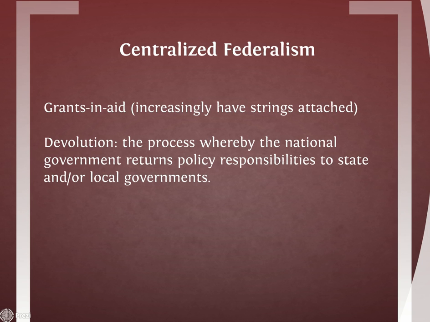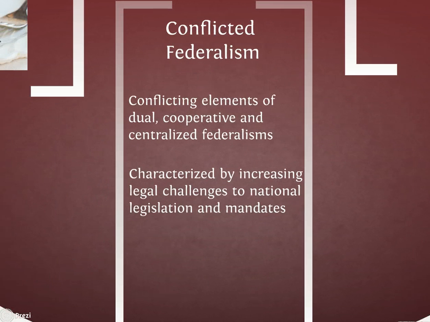The legislation and court decisions that result from these debates make for a complicated coexistence of dual federalism, cooperative federalism, and centralized federalism, which leads us to the next one, and that is conflicted federalism. Scholars of federalism and intergovernmental relations use the term conflicted federalism to describe today's national-state governmental relations, which involve the conflicting elements of dual, cooperative, and centralized federalisms.